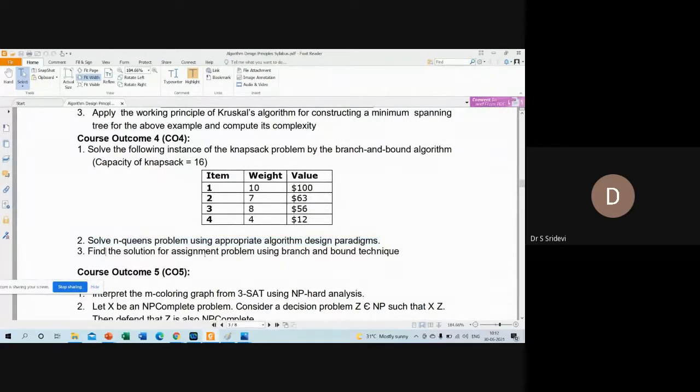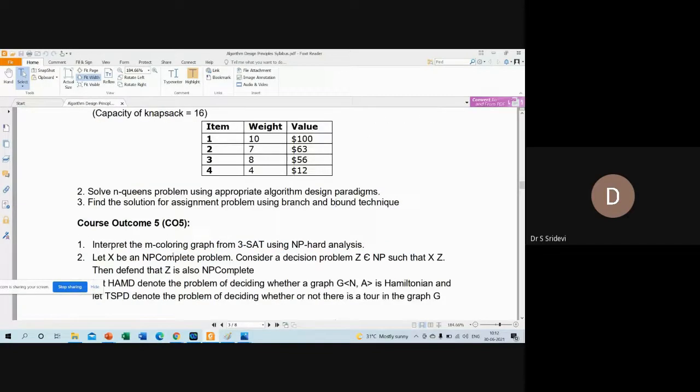Then find the solution for the assignment problem using the branch and bound technique. So this will be the branch and bound technique, but here they have to give the graph. If the graph is not given, the table should be given. If the table is not given, you can assume your own table and proceed. Okay, so this is CO4 and then your CO5.